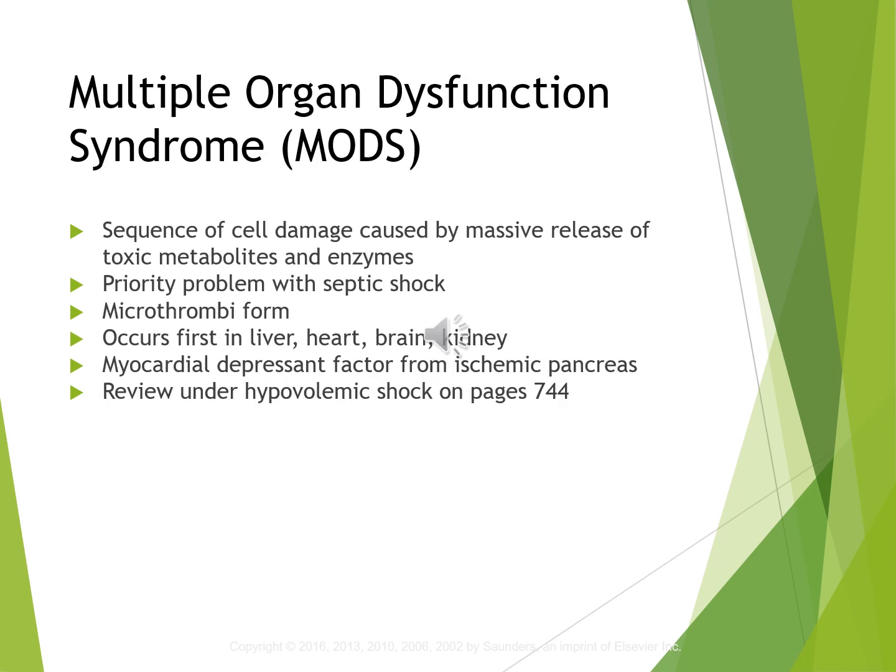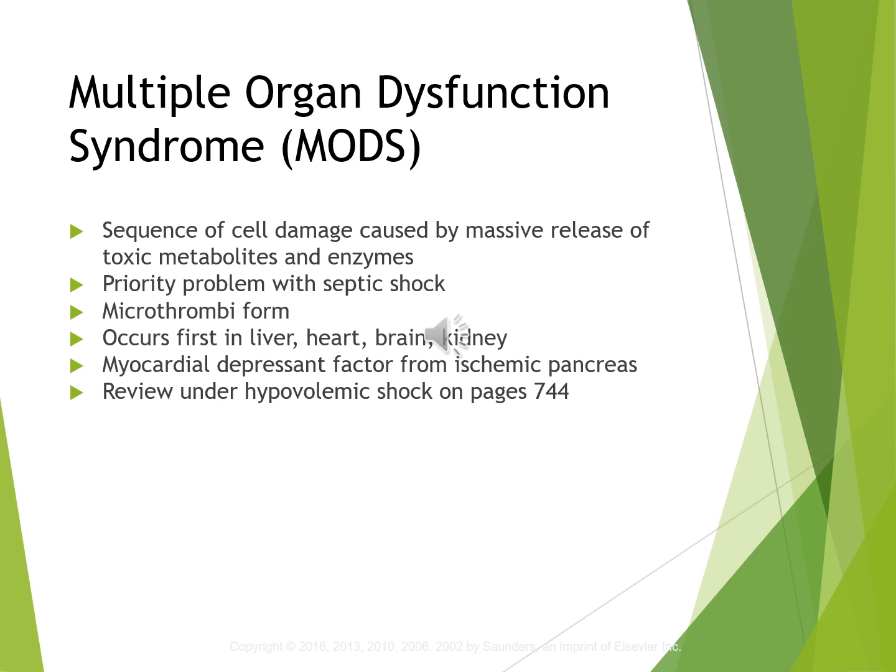We look at this multiple organ dysfunction syndrome. This is a sequence of cell damage caused by massive release of toxic metabolites and enzymes. Okay, this is a priority problem. It makes sense if all my organs are failing, that's going to be a problem. Okay, it's not just my heart, my kidney, or I should say, it could be your liver, it could be your kidneys, all those things. You have to remember all these systems are going to be affected. It is a priority problem.